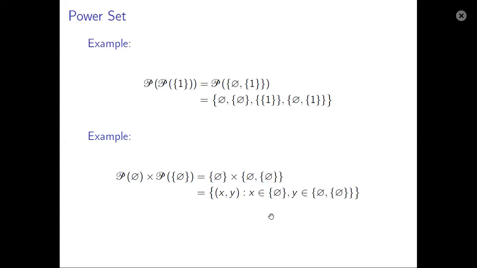So we can write it out formally using the definition of Cartesian product. We want all ordered pairs (x, y) such that x is an element of the set whose only element is the empty set, and y is an element of this set. So x has to be one of the elements of this set. It happens to be that there is only one element here, and y has to be one of these two elements. So y could either be this or it could be this.